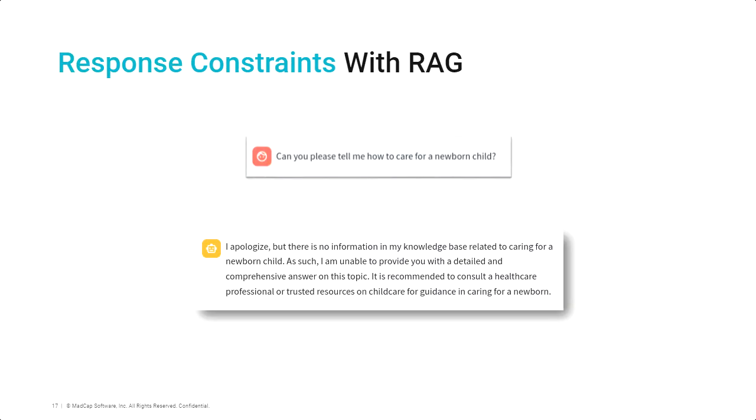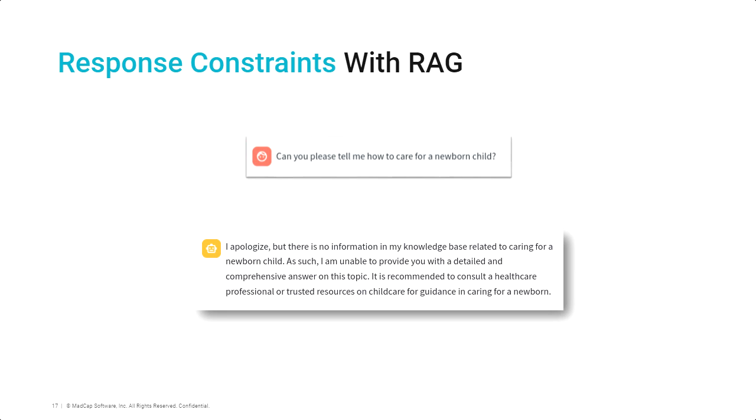So another thing that RAG can help us do with chatbots is constrain the answers. So in that first example we looked at, there were massive hallucinations where they made everything up. Well, when you have RAG, for most LLMs, you can actually constrain those answers to what's in the RAG system, the RAG database. And so, for example, here I asked that same chatbot a totally random question not related to MadCap or Xylene. Can you tell me how to care for a newborn child?